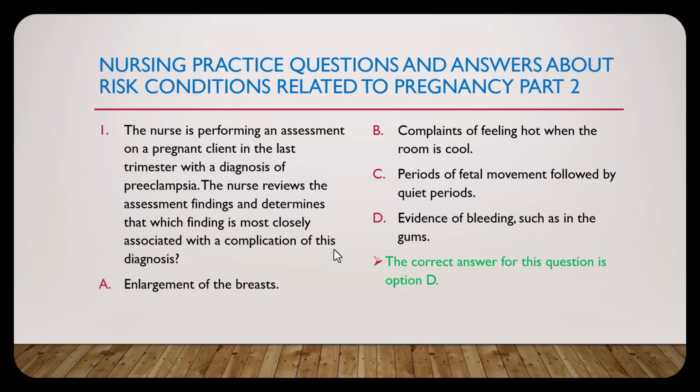Now for this question, the correct answer is option D, evidence of bleeding such as in the gums. Now let's move to the rationale.